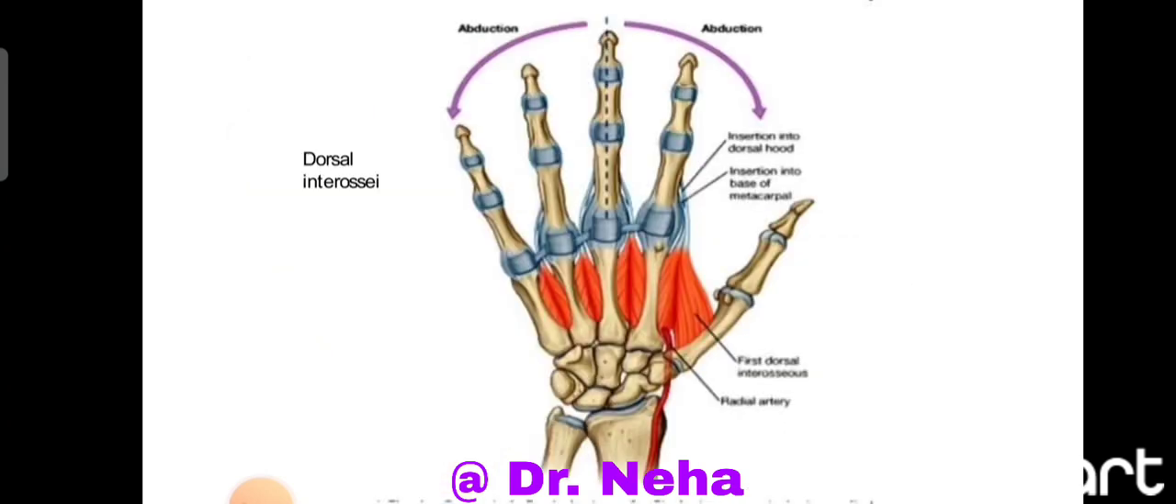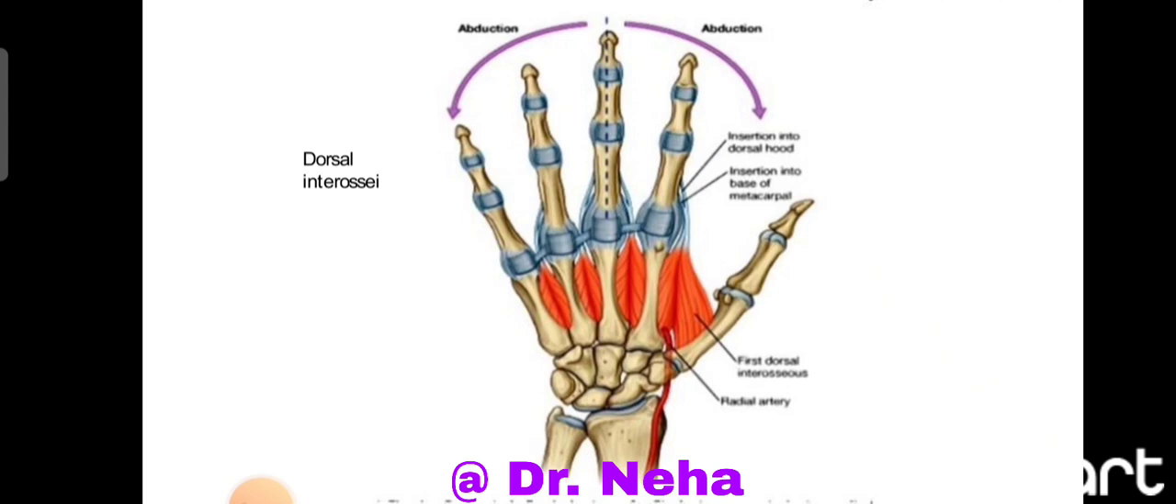These are the dorsal interossei. They are arising from the adjacent sides of the metacarpals. That is, the first dorsal interosseous arises from the adjacent sides of the first and second metacarpal. The second dorsal interosseous arises from the adjacent sides of the second and the third metacarpal. The third dorsal interosseous arises from the adjacent sides of the third and the fourth metacarpal, and the fourth dorsal interosseous arises from the adjacent sides of the fourth and the fifth metacarpal.